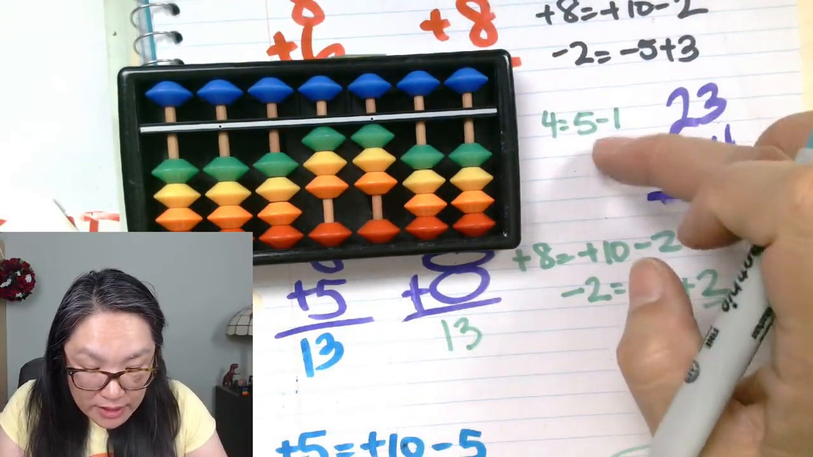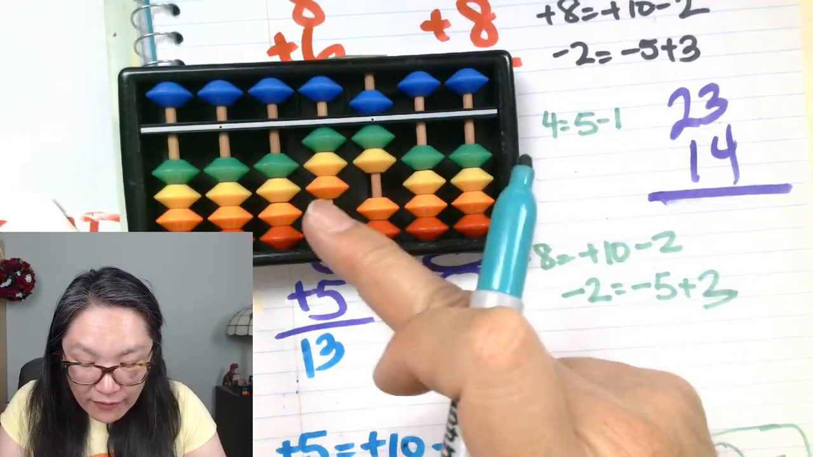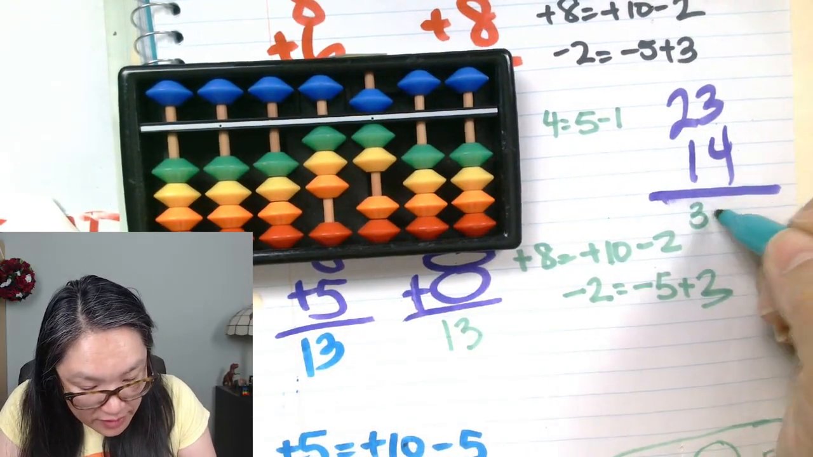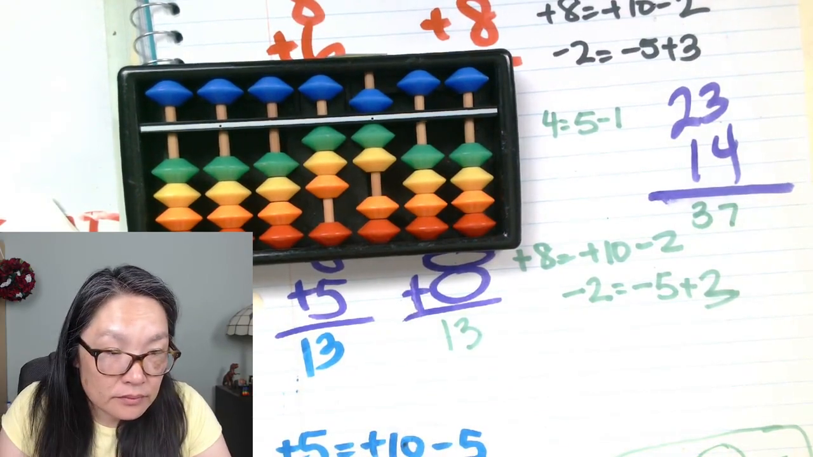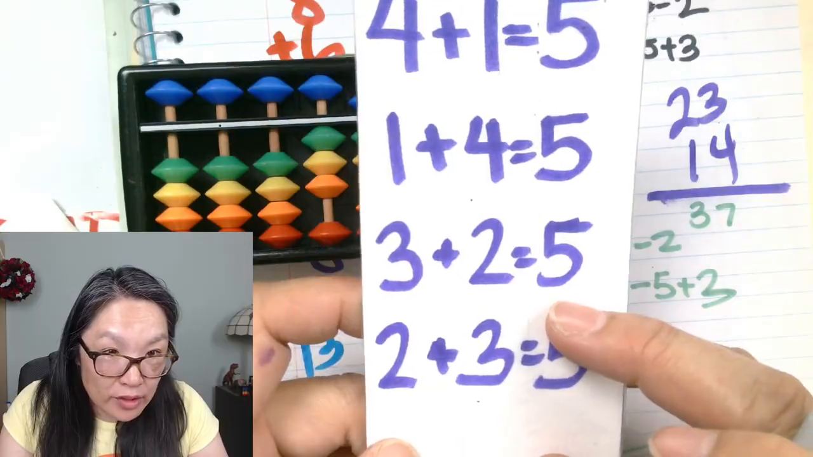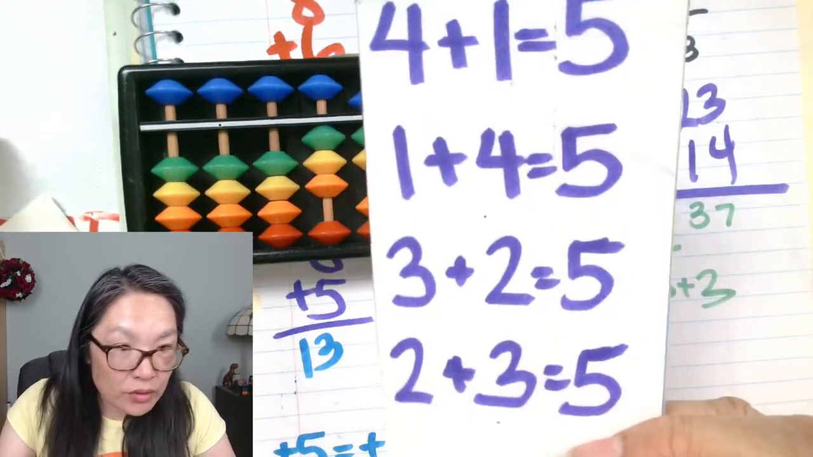So what we did is we're using it. We're going to add the 5 and we're going to take away the 1. My final answer is 37. Does that make sense? So we have all these concepts that we're learning. We all have these concepts that we are teaching the children, but we don't utilize them too much.